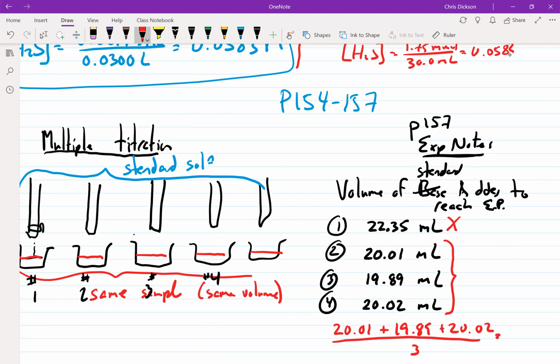So if I do that on my calculator, 20.01 plus 19.89 plus 20.02, and I divide that by... no, I don't times that by 2. Divide that by 3.